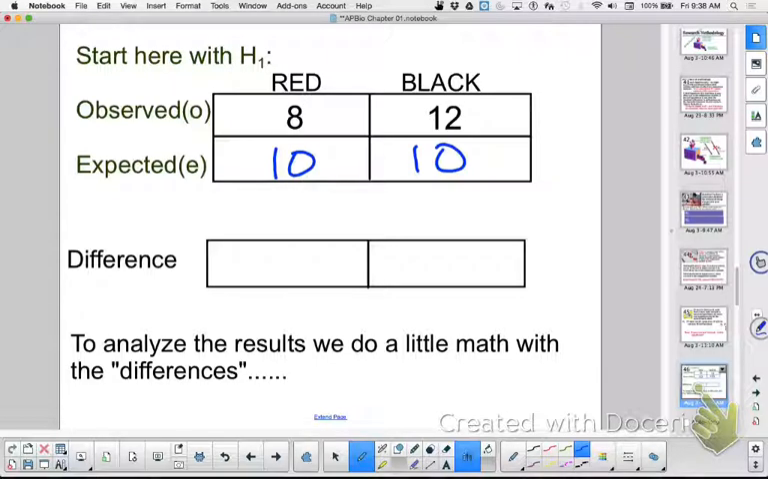Did you do this last year? Yeah, I think so. Some of you might have done it because I gave them this presentation. Okay, so what was the difference in red? 2. What was the difference in black? 2. Yeah, 2. And you know what? That's always going to be the same number when you only have 2 choices, because if it's not this, it's this, right? If I had 3 choices, then that number could change.